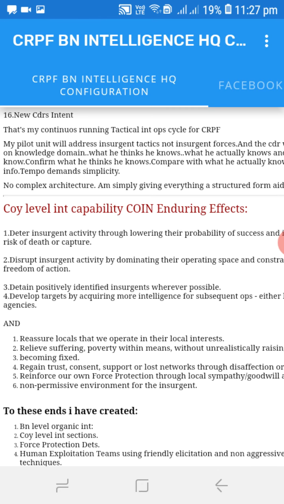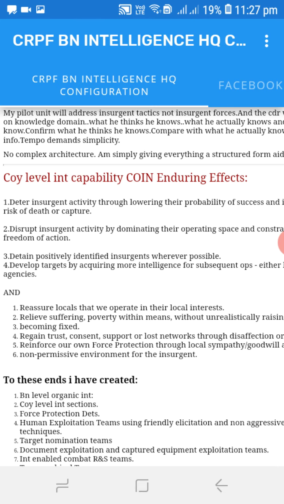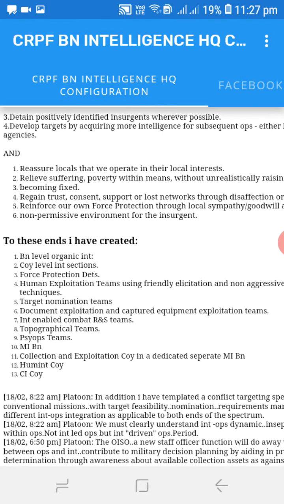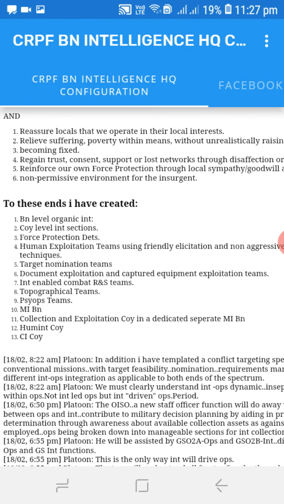We need int. We need organic int. So I'll ask you, my most respected officers, to go through this page. It's very important. To these ends, I've created battalion level organic int, company level int sections, force protection detachments, very, very important. I've addressed force protection as a separate doctrine. I've written the manual also. The manual is on the website as well as the CRPF website. If you open the CRPF website, it's there. The force protection is totally dedicated to avoiding Uri and Dantewada. But that will come later.